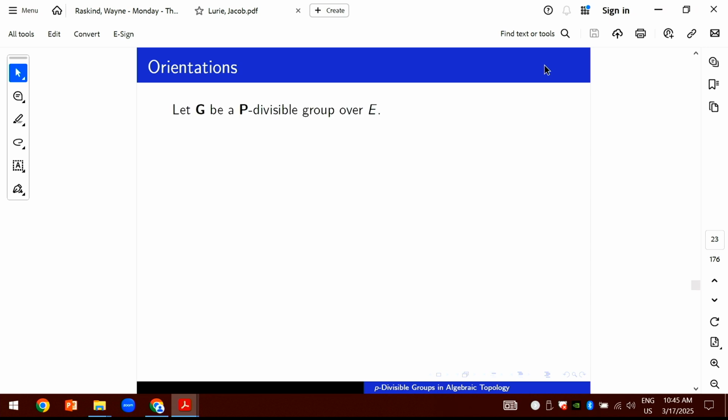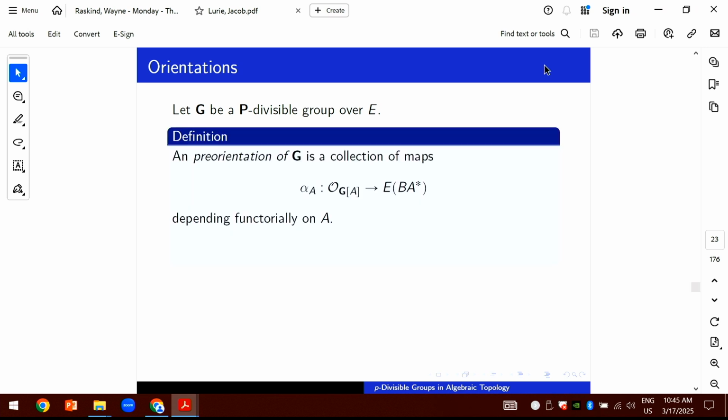I'm going to give a definition. Let G be a p-divisible group over E. E is now a commutative ring spectrum, as before. A pre-orientation of E is something like the comparison map that we saw on the previous slide. A p-divisible group is an assignment A goes to O of G sub A, which is some E-algebra. I want to map that to the E-cohomology of the classifying space of the dual group A star. I'll say that a pre-orientation is a family of maps that depends functorially on A.